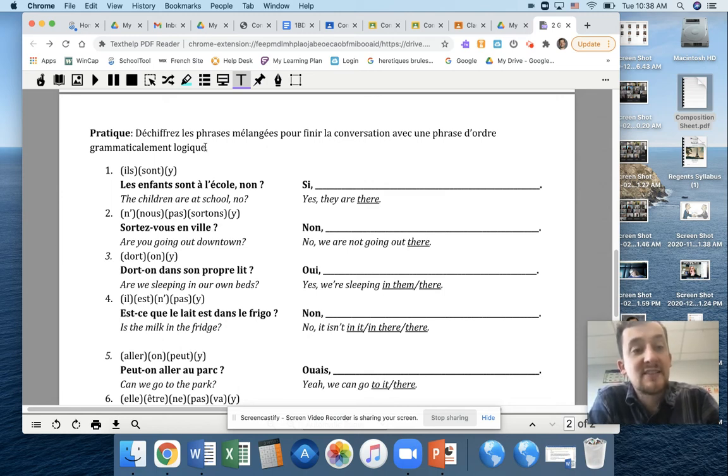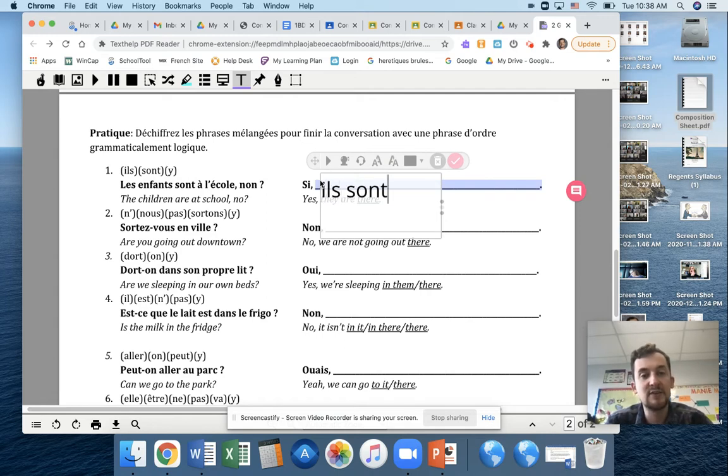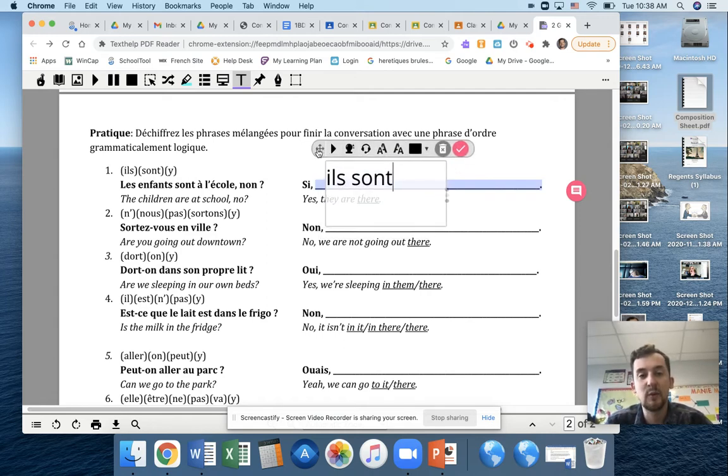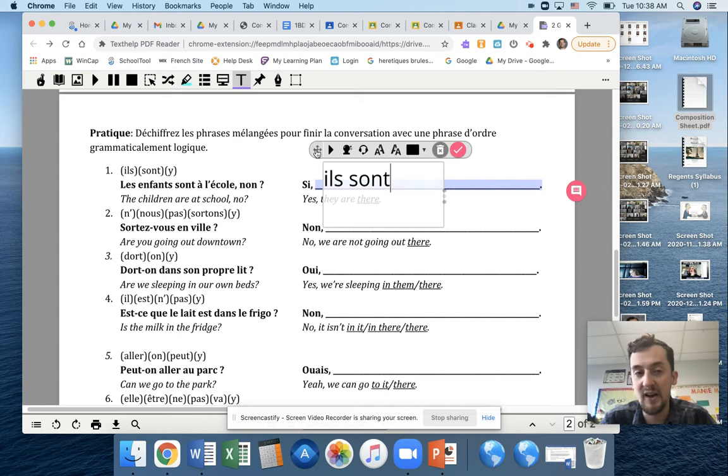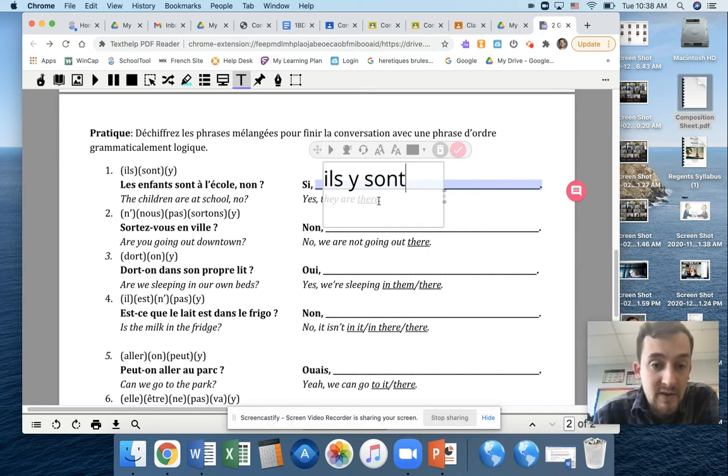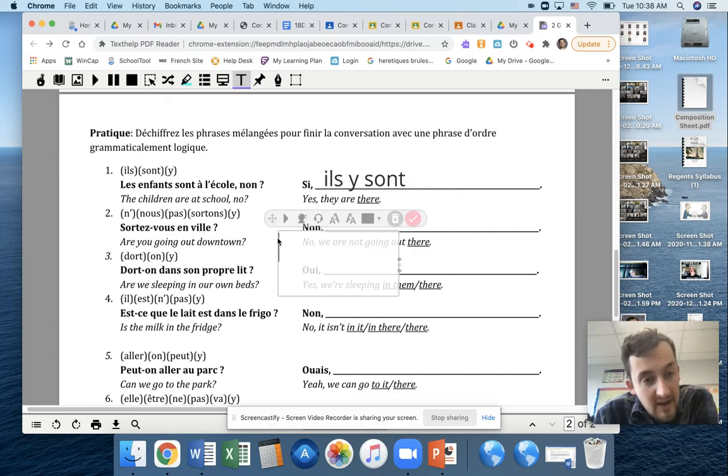The question is asked, the children are at school, no? Les enfants sont à l'école, non? We want to say this sentence over here on the right, yes, they are there. So you might be tempted to say ils sont, and then the word for there, you can say ils sont là, but with y, remember that the word order is going to be different. Si, ils y sont, and you can say that. D'accord? Okay, so that's an example for the present.